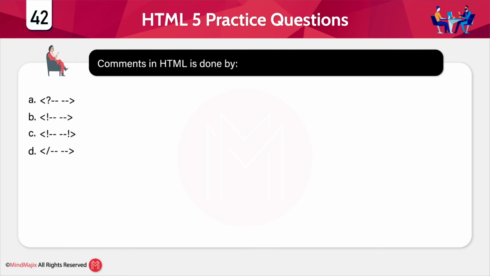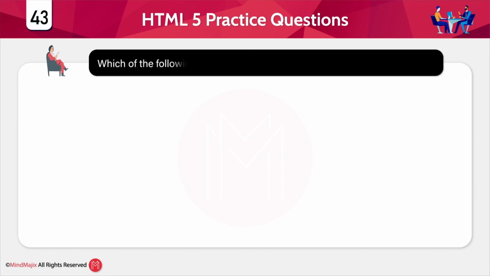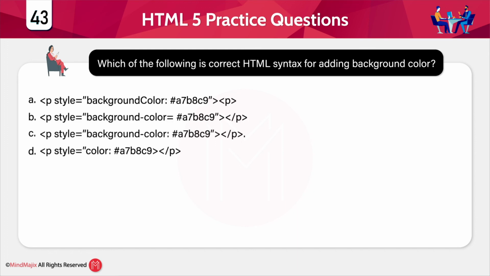Comments we know, this is the comment. We use this one. The second is the comment one, which we have already seen, right? And which of the following is the correct HTML syntax for adding background color? We know this one: style equal to background-color. This is the style attribute, and the value is a property and its value. In the P tag, background is a property name: background-color.